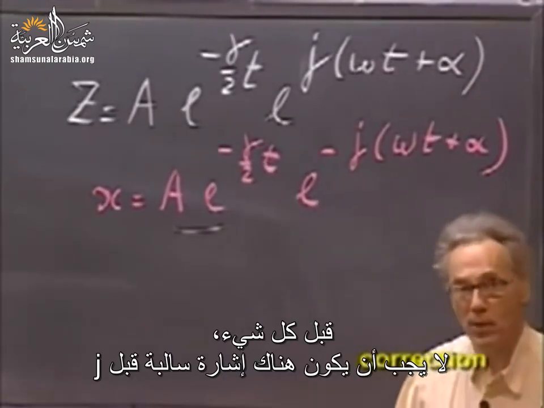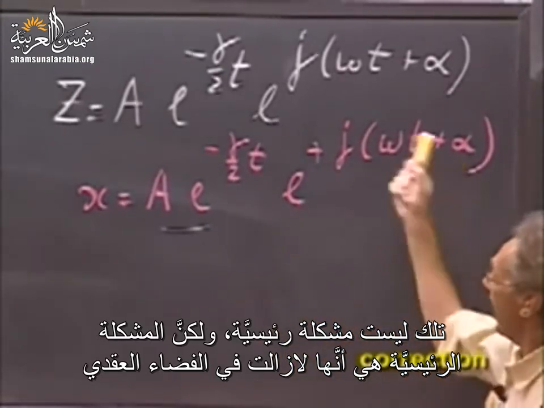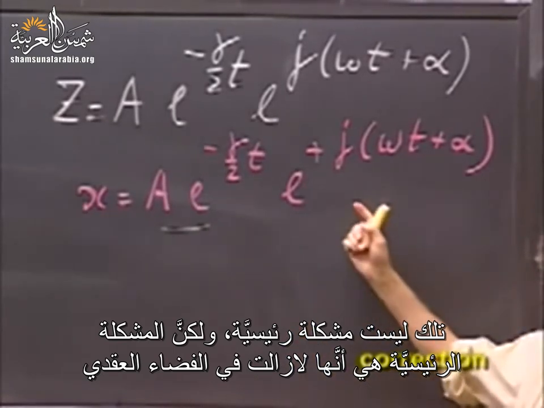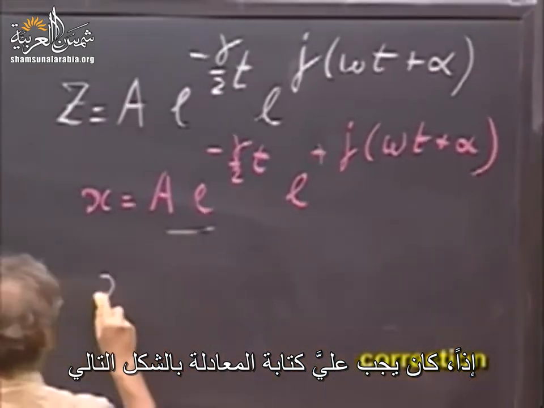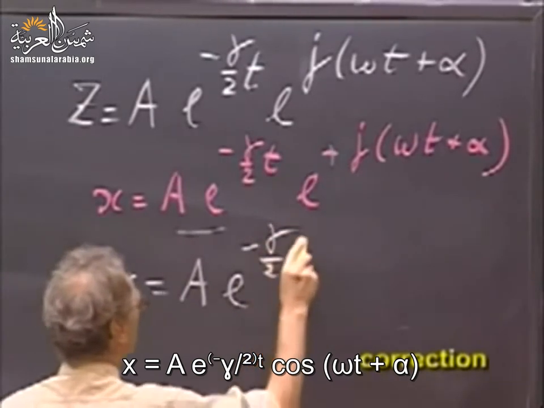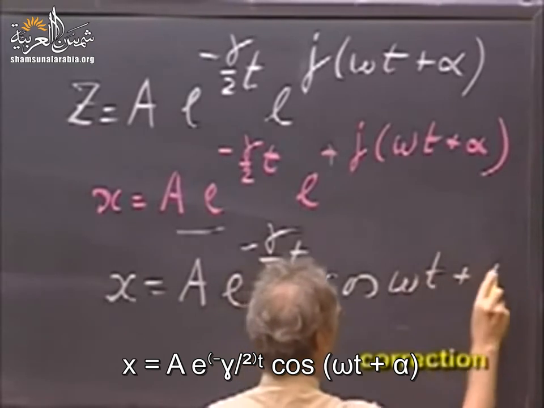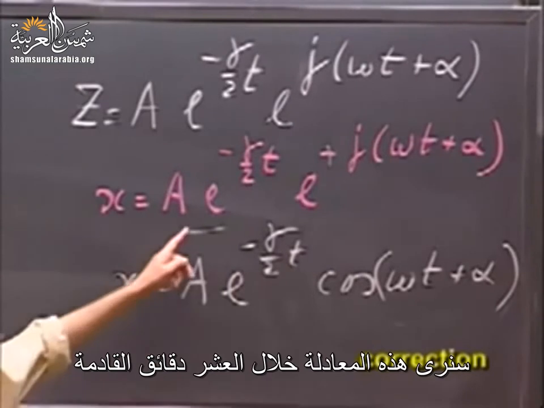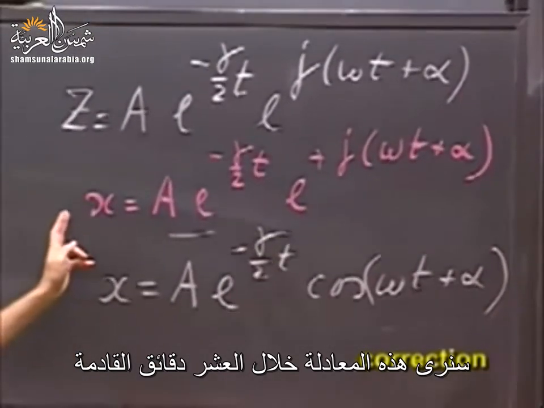Now, first of all, there should not be a minus sign in front of the j. That's not a major problem. But I do not take it out of the complex plane. I leave it in the complex plane. So, clearly what I should have written, which is what I will do now, x equals a times e to the minus gamma over 2 times t times the cosine of omega t plus alpha. Now we are in the real world. You're going to see this equation at least for the next 5 or 10 minutes on the tape.